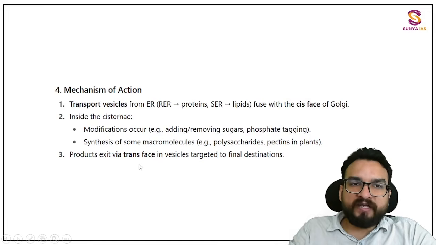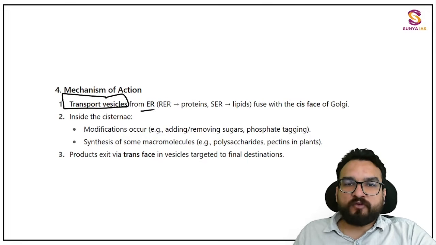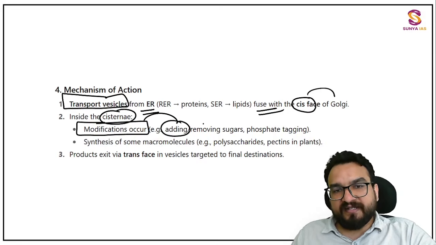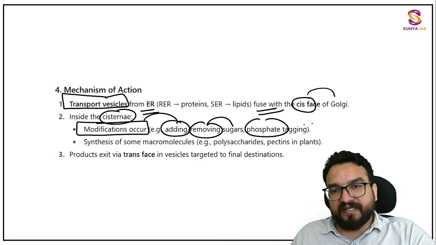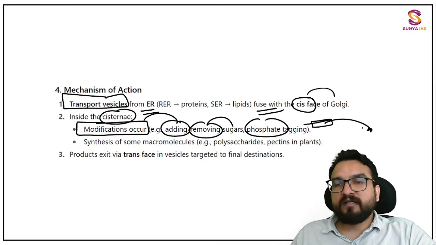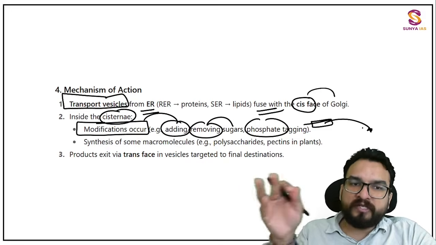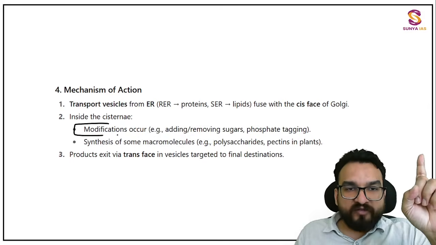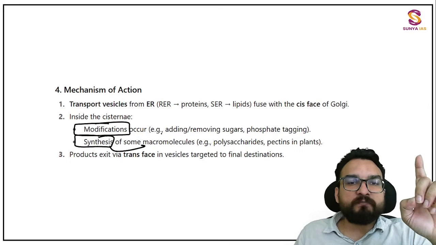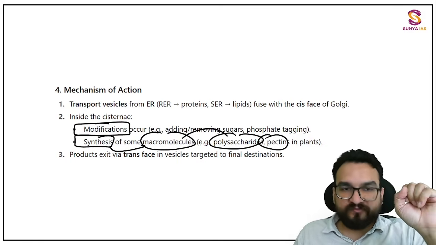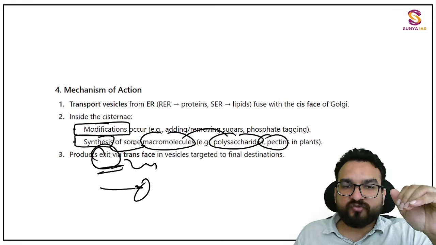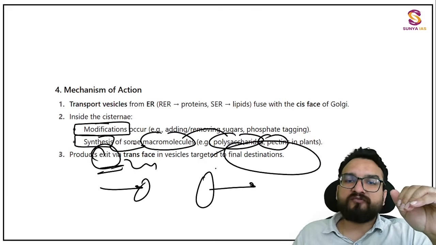Understanding this? So the mechanism is, transport vesicles from ER fuse with the cis face of Golgi. Then in the Golgi cisternae modification happens. If there is any addition or removing of sugars, phosphate tagging they can do, so that wherever the targeted protein should go, it can go. Synthesis of some macromolecules also happens, like polysaccharides, pectins. It enters through the cis face and exits through the trans face to the final destinations.